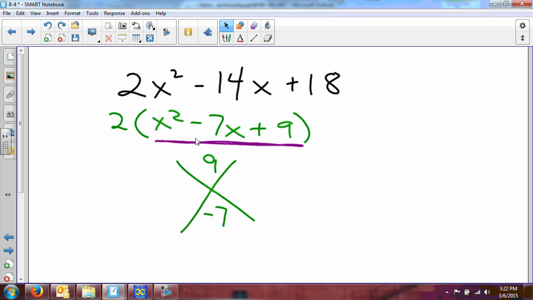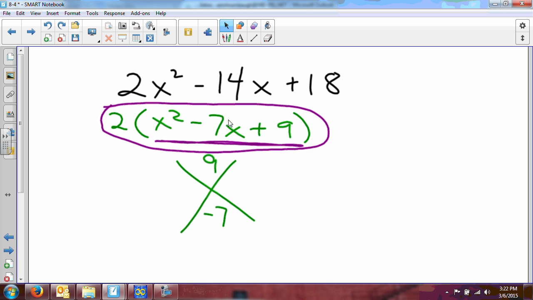Truth is, this right here is a prime trinomial. Nothing multiplies to get that. It's just one of those that starts like that. So in this particular case, we have our answer here, 2 times x squared minus 7x plus 9. This isn't going to happen too often, but it is possible.